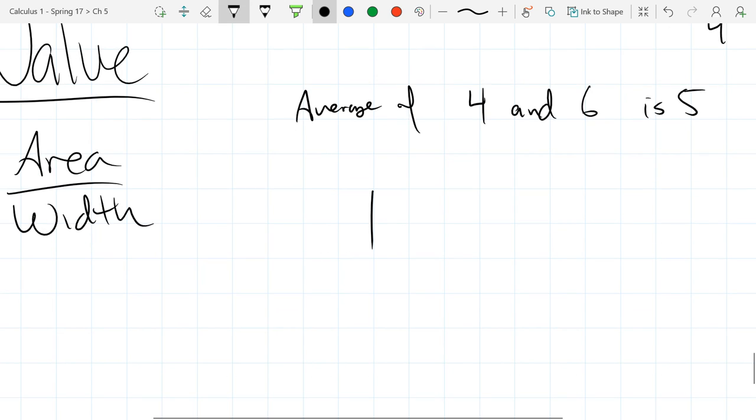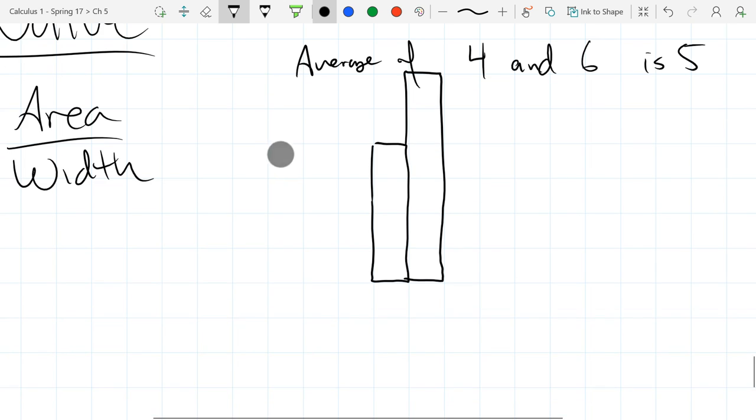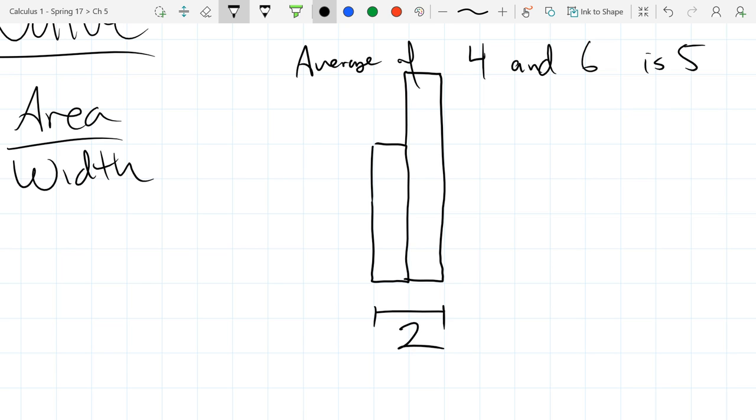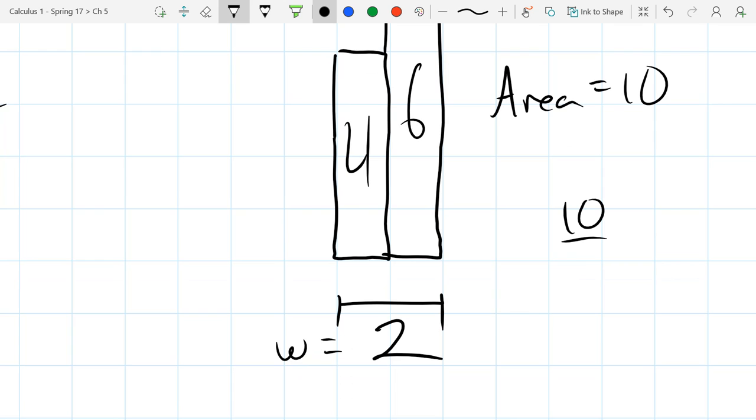So I'm going to draw a height 4 rectangle and a height 6 rectangle right here, height 4, height 6. What's the width? 2. What is the area? Count up the number of boxes. 4 and 6 is 10. So we got 4 here, 6 here, total area 10. So what is the area divided by the width? Not a coincidence.